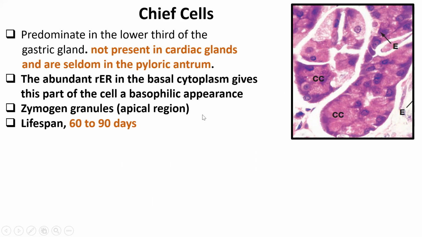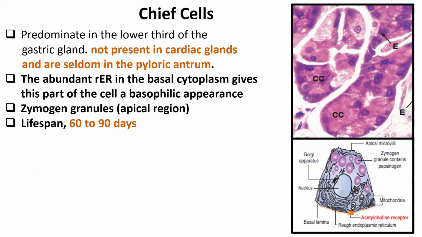They contain zymogen granules in the apical region, so they secrete this. The lifespan is 60 to 90 days, so they're somewhere between the mucous cells and the parietal cells. It's just an example with the illustration showing where the zymogen granules are.